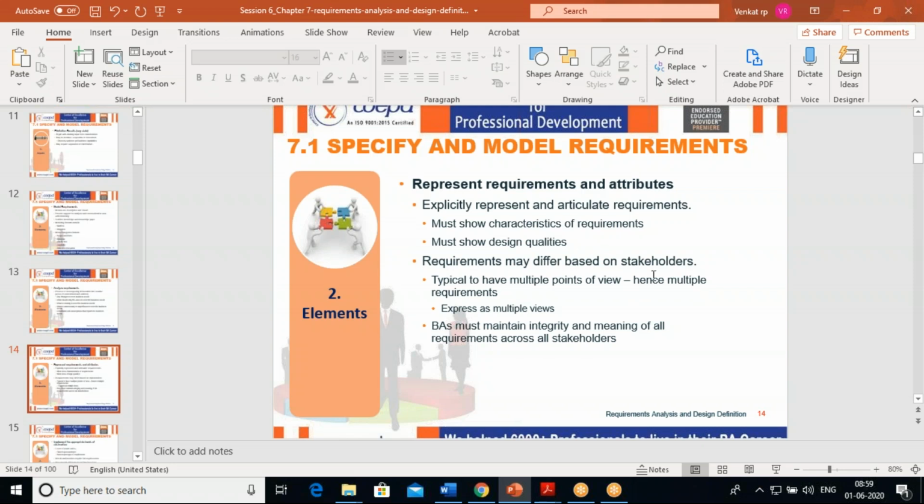And designs may differ based on stakeholders. Typically there are multiple points of view, hence multiple requirements expressed as multiple views. The BA must maintain the integrity and meaning of all the requirements across all the stakeholders.